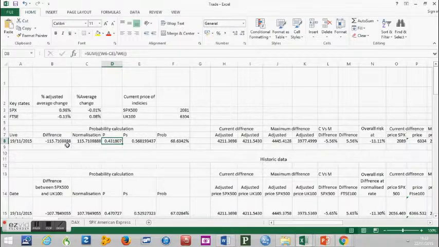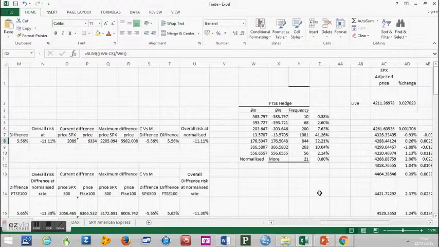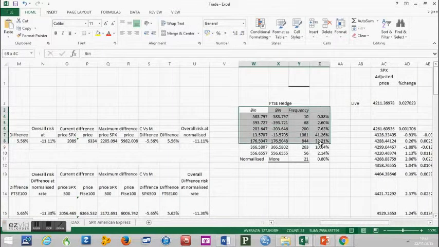This is where I calculate the probability that they can come back together. So minus 115, we can say there's a 68.6342% chance they'll come back together. Now how is this calculated? Well, to do that, we take a look at them. We create a normal distribution.